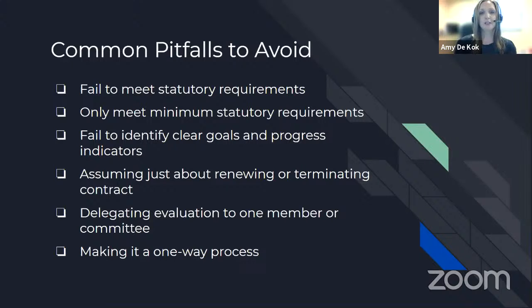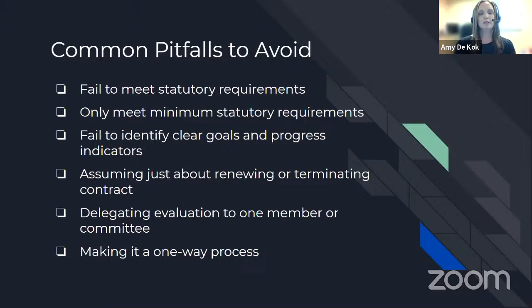Failing to identify clear goals and progress indicators. We just talked about developing and establishing those goals on a yearly basis, and so not having those clear so that both the superintendent and the board are on the same page, and then agreeing to how you're going to measure that progress towards those goals throughout the evaluation cycle. Having that done and identifying that at the outset is important.